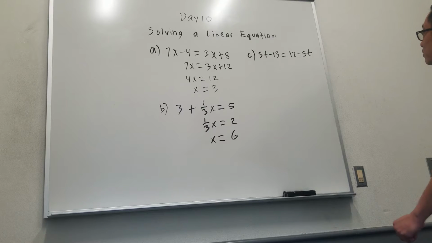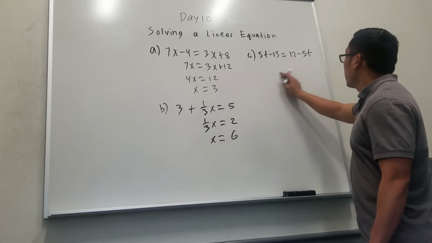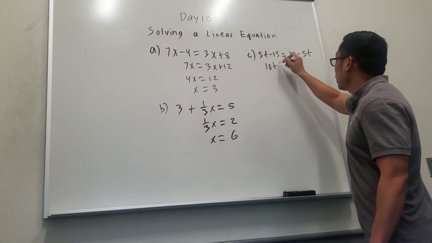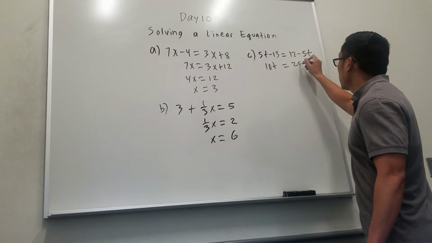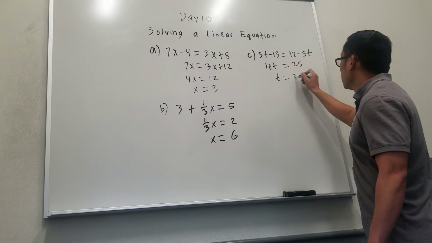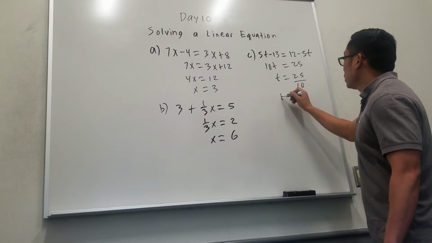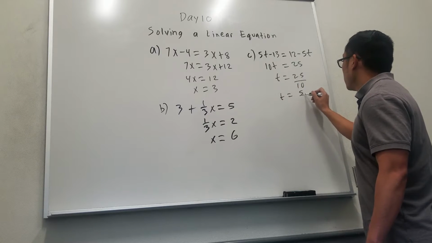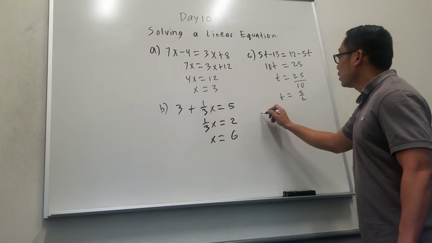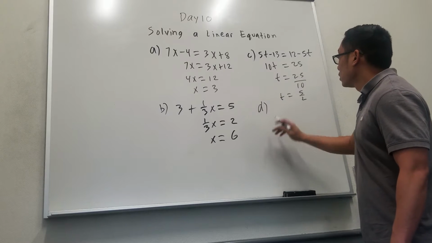Okay. So what I do, I add 5t to both sides, I get 10t. I add 13 to both sides, I get 25. So dividing by 10, I get 25 over 10. t is equal to, I can reduce this. This will be 5 over 2. So now D. Try D.